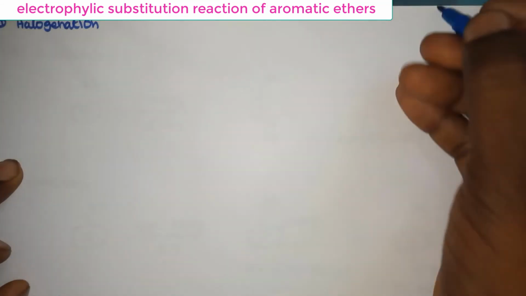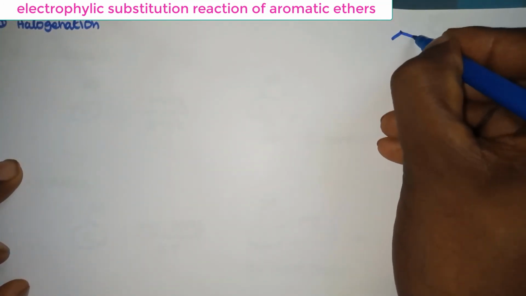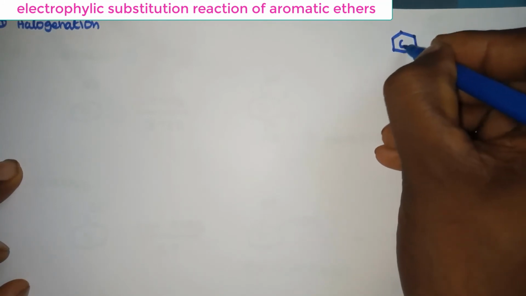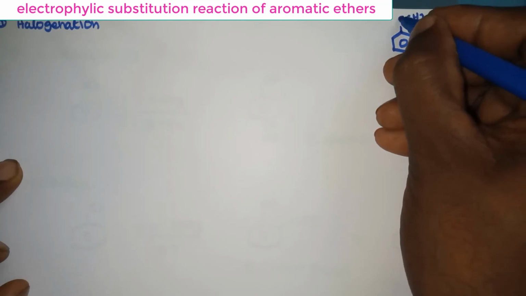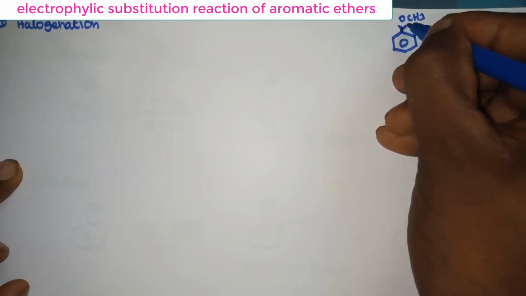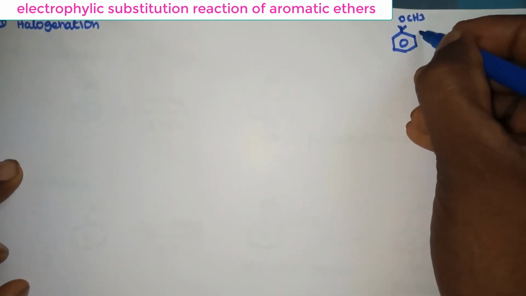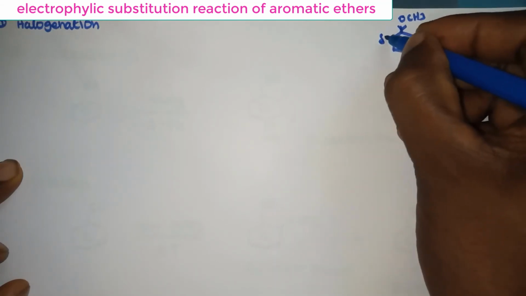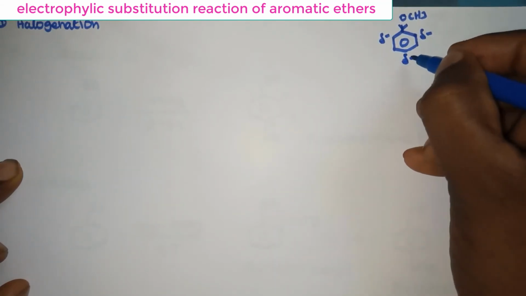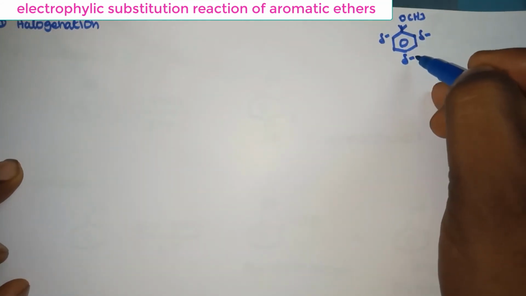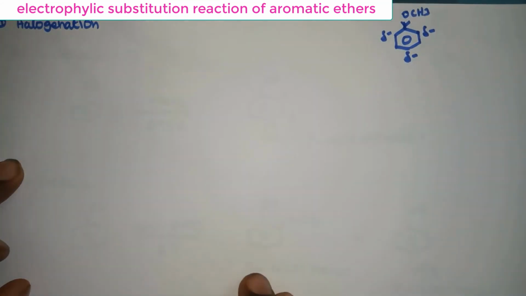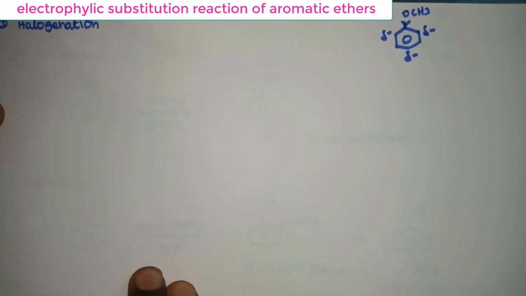Next one is the aromatic electrophilic substitution reaction of anisole. First one, halogenation. This is anisole. The alkoxy group is an electron donating group, so it donates electrons to the benzene ring. So the electron density at the ortho position and para position is more than at the meta position. So the electrophile attacks the ortho position and para position, and the resulting product is an ortho product or para product.